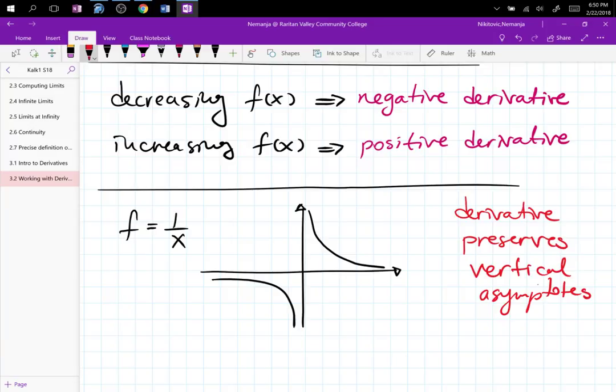So, you have a negative derivative, but it curves, so actually the derivative will do the same thing. The other one is going to be this, because again it has to follow the vertical asymptote, and the derivative has to be negative because it's a decreasing function.